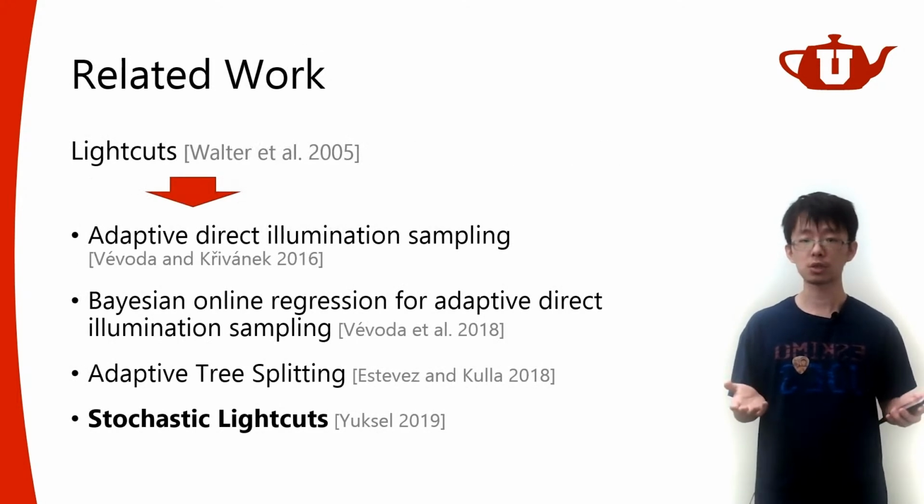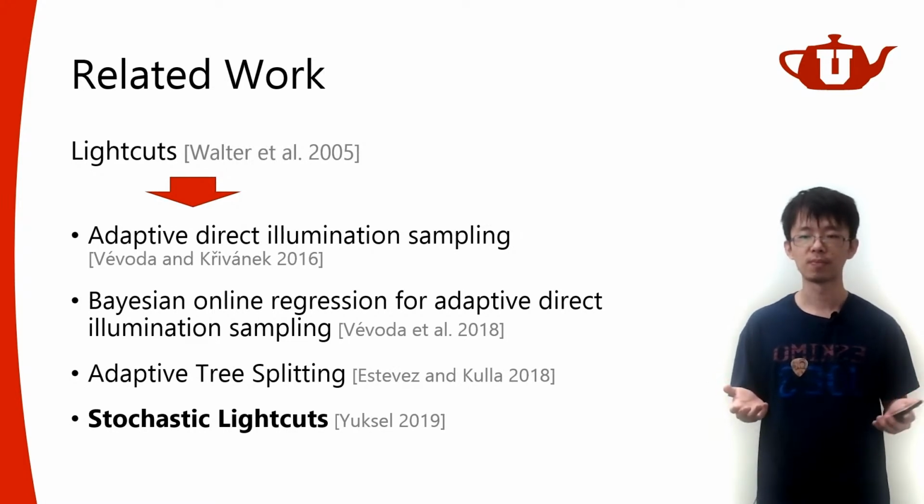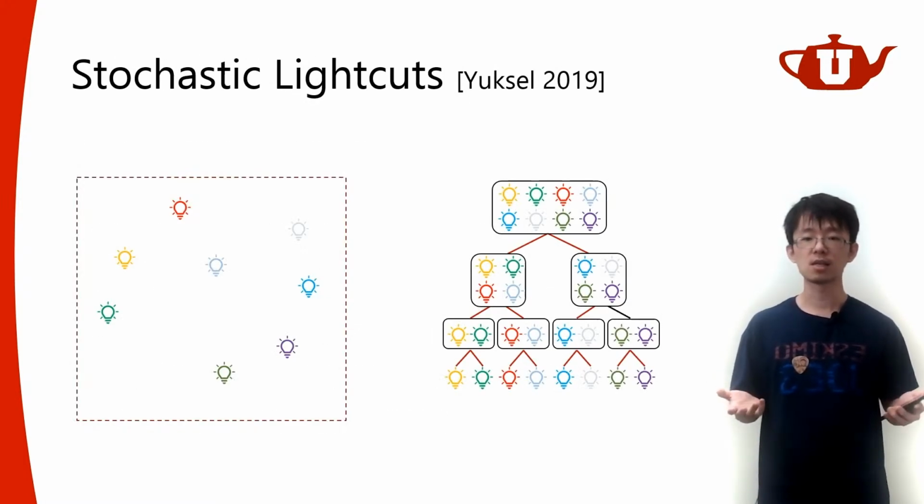As a quick background introduction, our method is based on stochastic lightcuts introduced by UXL in 2019. It belongs to a group of recent offline many-light sampling methods inspired by the 2005 Lightcuts paper. Given a set of scene lights, stochastic lightcuts builds a light tree by clustering lights hierarchically. Different from the original Lightcuts method, stochastic lightcuts does not use representative lights, but instead randomly samples a light from a cluster to compute the lighting of that cluster. This eliminates the structural error caused by Lightcuts.